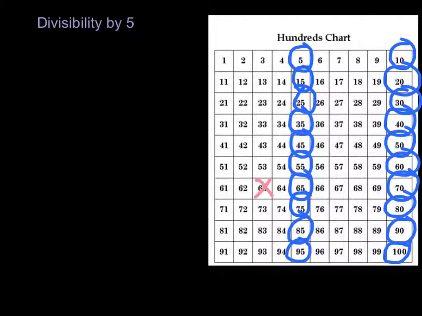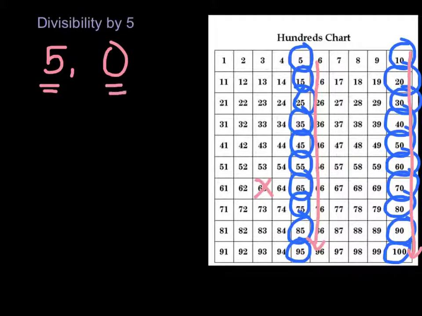But what you should notice is that all of the multiples of 5 either have a 5 or a 0 in the ones place, right? So the numbers 5, 15, 25, 35, looking at this row, all of those numbers have a 5 in the ones place. Looking at these numbers, all of those numbers have a 0 in the ones place. So our divisibility rule for 5 is that there either needs to be a 5 or a 0 in the ones place of the number.